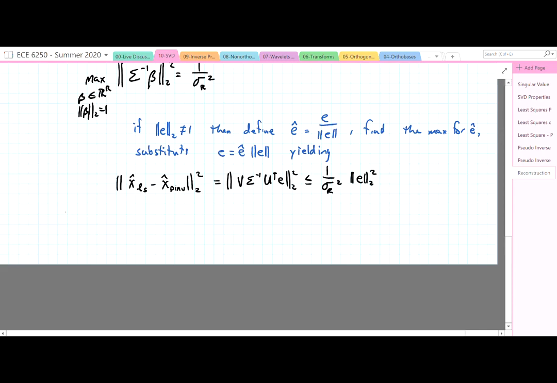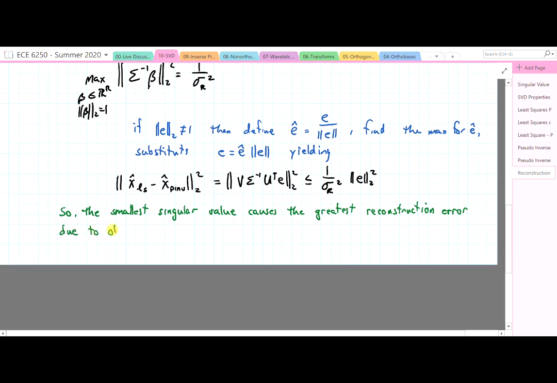Let's just put that right here. The smallest singular value causes the greatest reconstruction error due to observation noise.